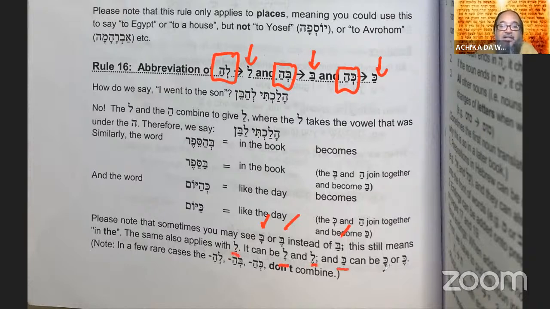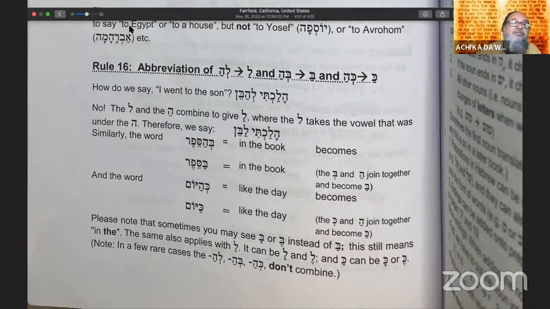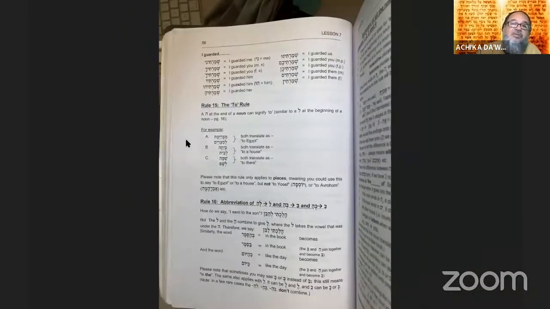It could be ka, it could be ka, or it could be ke. Doesn't matter, it doesn't make any difference at all. They're just letting us know that it's abbreviated to mean in the, or like the, or to the, okay? A lot of information, but you are going to get it.